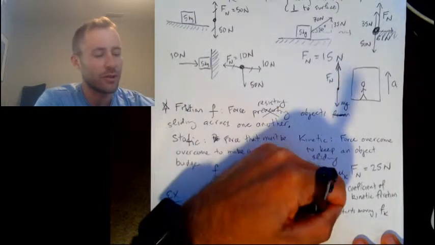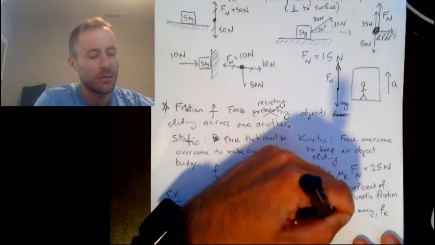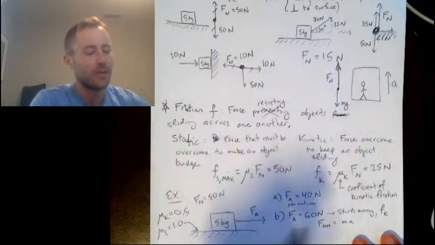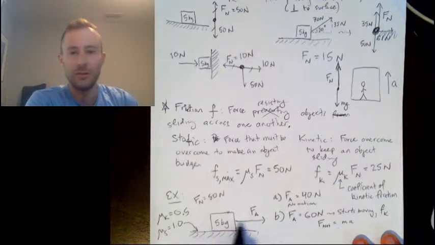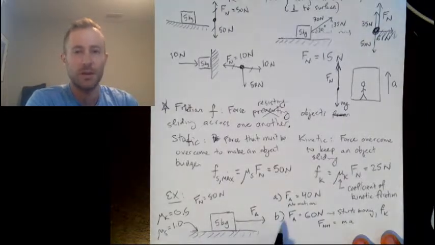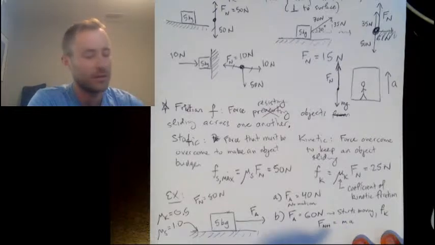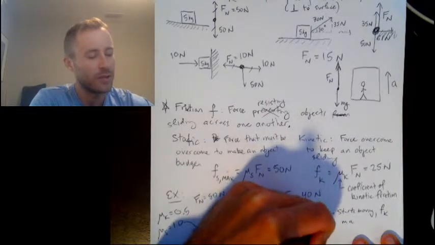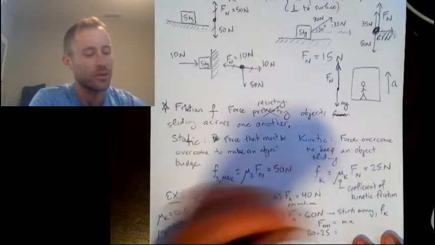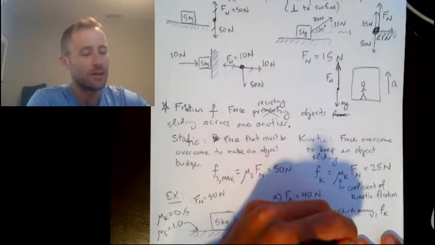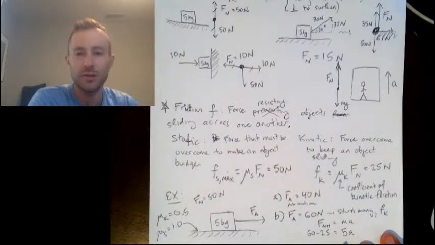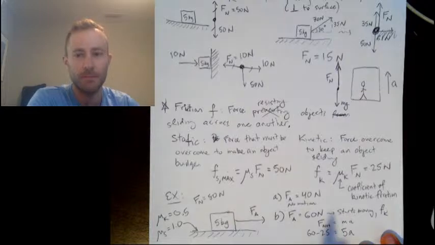So I could actually go to Newton's second law, net force equals ma. The net force is going to be 60 newtons pulling it to the right, minus the 25 newtons of friction resisting it. So 60 minus 25 would be my net force, and the mass is 5. So I could actually calculate the acceleration of the block. All right?